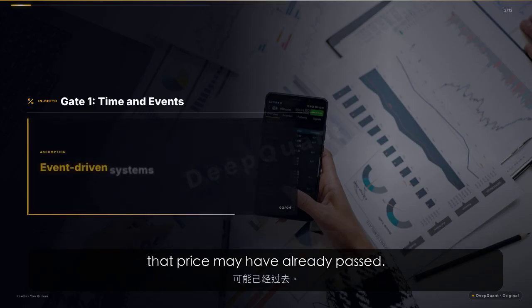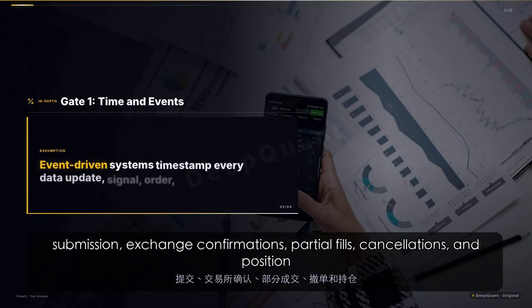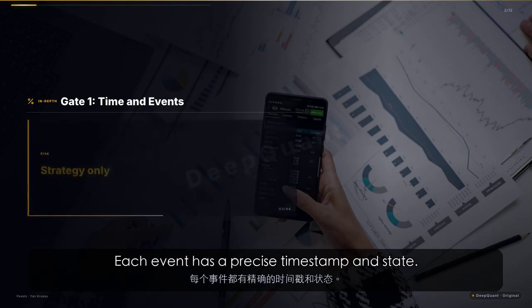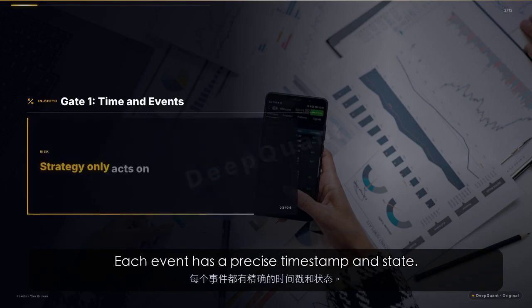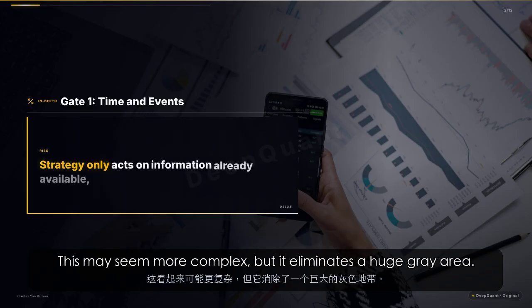Event-driven systems treat market updates, signal generation, order submission, exchange confirmations, partial fills, cancellations, and position changes as distinct events. Each event has a precise timestamp and state. The strategy can only act on information that has already occurred. This may seem more complex, but it eliminates a huge gray area.